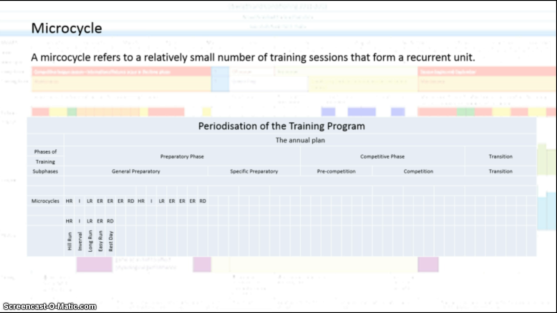Or, if a runner's typical training week consisted of a hill workout, an interval session on the track, a long run, 3 easy runs, and a rest day, and this was repeated over a number of weeks, this repetitive weekly pattern is a microcycle. Typically, a microcycle lasts for 3 to 10 days. For many athletes, a microcycle is simply 1 week's training that is repeated over a number of weeks.